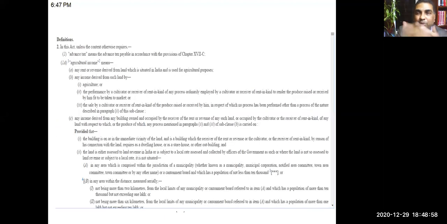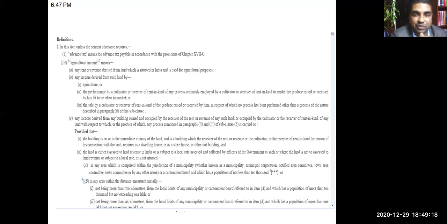Now we may visit section 2. Section 2 talks about definitions. We need to understand various terms which are provided in the income tax law. For example, you see advance tax. What is advance tax? We need to understand. What is agricultural income? We need to understand. So there are various terms which are defined in section 2.